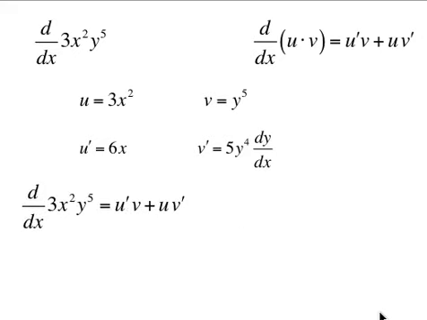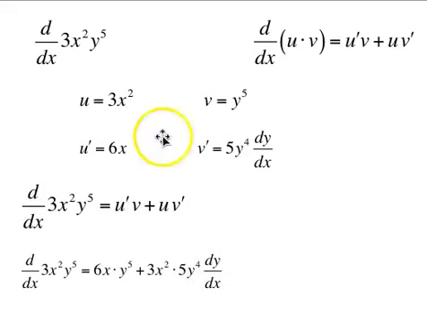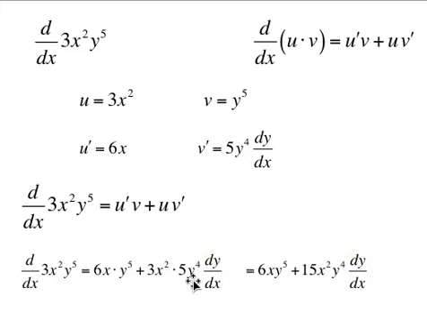So there's our information, there is our product rule. And there you go: u prime v, 6x times y to the fifth, plus u, 3x squared, times 5y to the fourth dy dx. Cleaning that up a little bit, 3x squared times 5y to the fourth would be 15x squared y to the fourth dy dx.